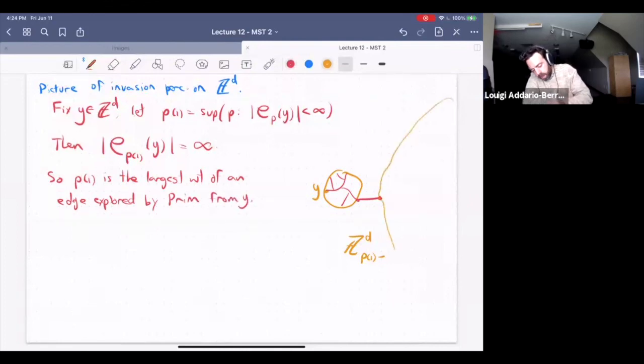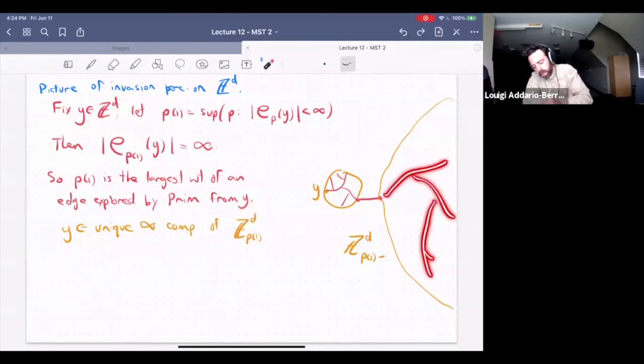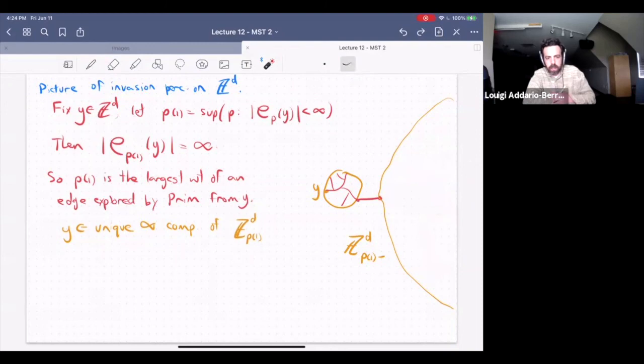Or, you know, that means the picture is something like this. Over here we have, that means that this vertex y is in the unique infinite component of Z^d at P1, but it isn't in the unique infinite component for any smaller value of P. So Prim's algorithm then will explore this component, it'll add this edge, and now it's sitting in an infinite connected component of this graph, so it'll spend all its time exploring edges over here, right?